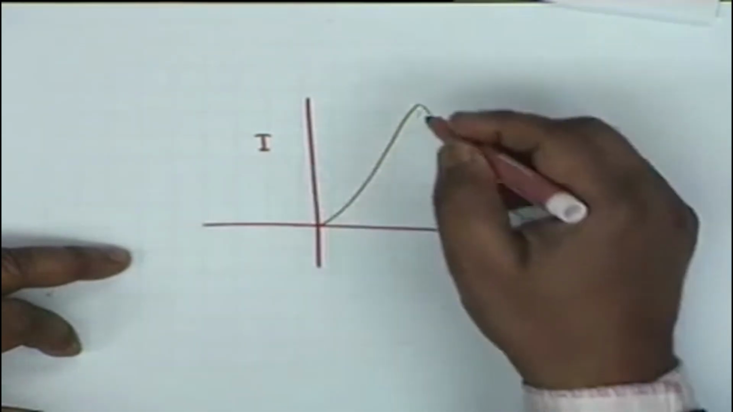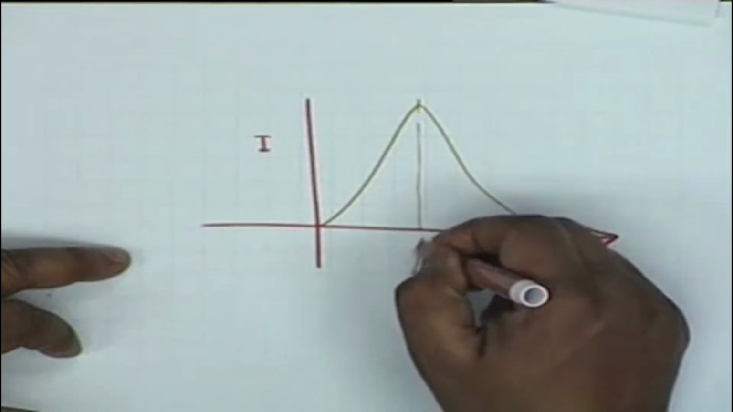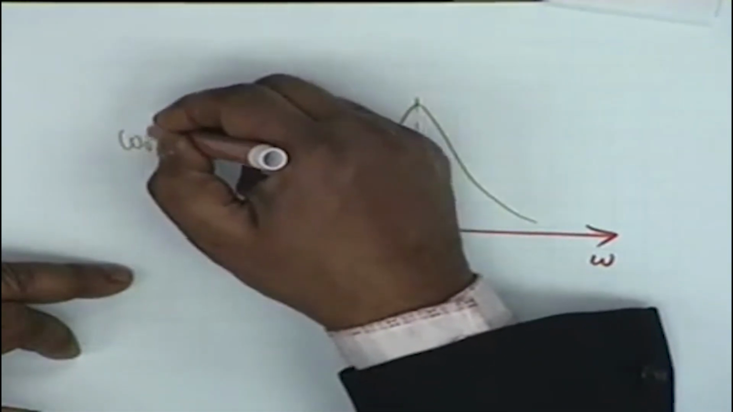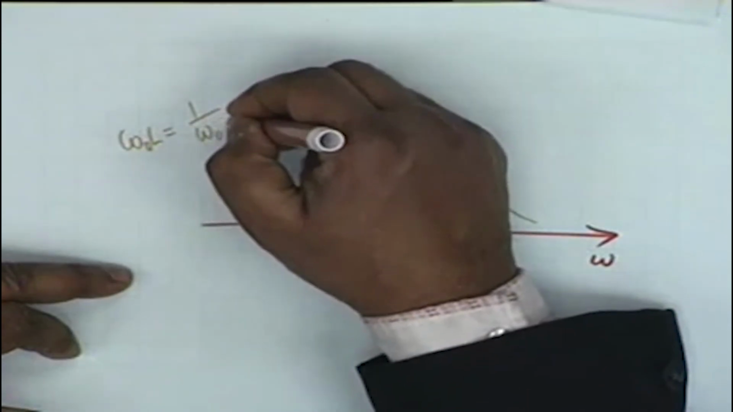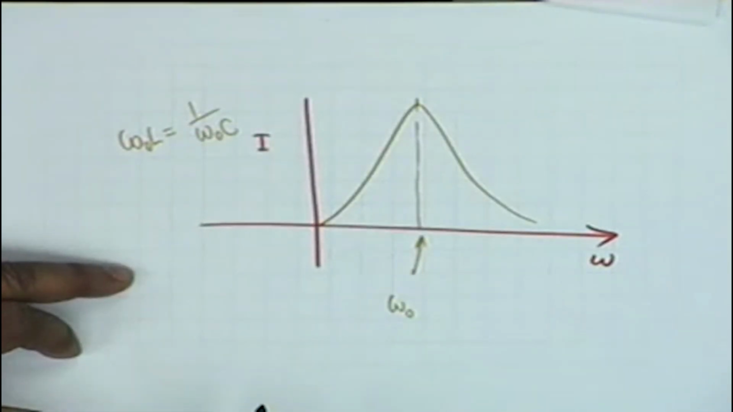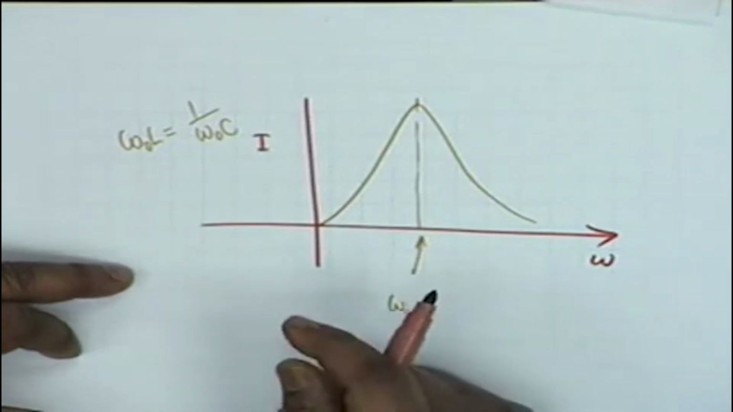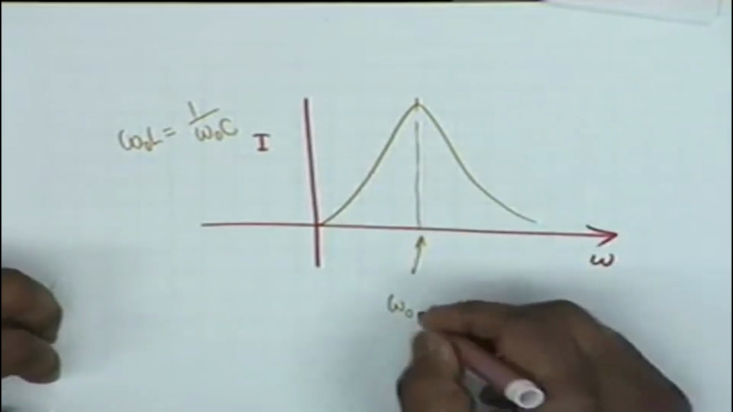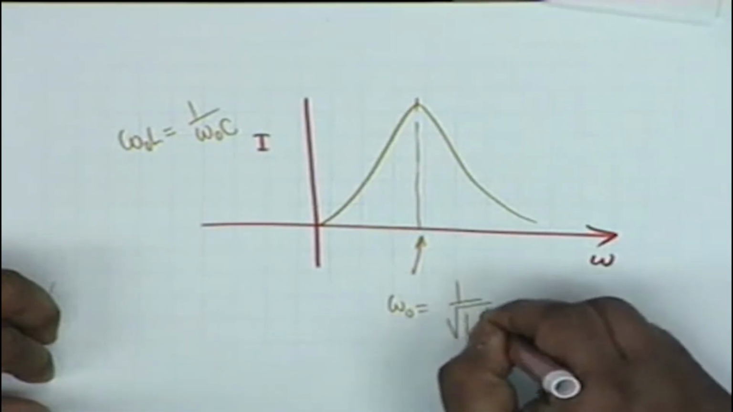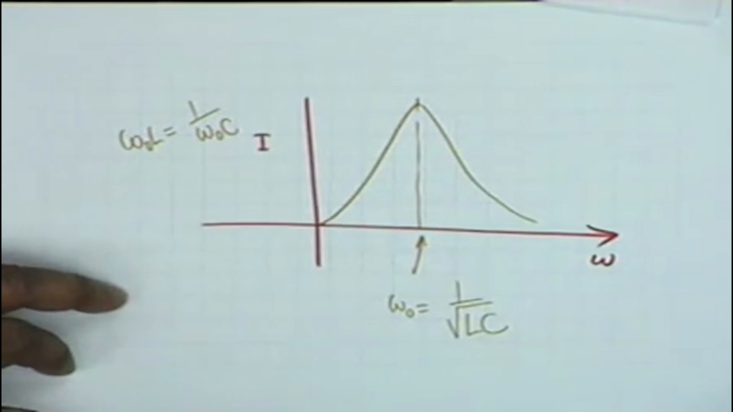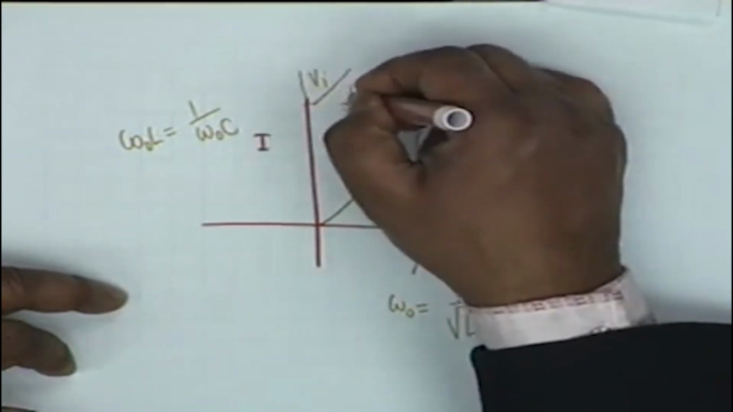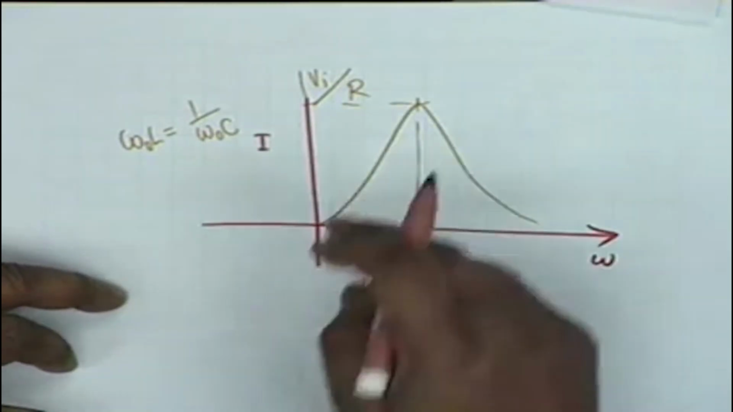The current shows a band pass response, and the frequency at which the current is a maximum is given by omega 0 L equal to 1 by omega 0 C, that is, the impedance of the inductor and the impedance of the capacitor should cancel each other. Therefore omega 0 should be equal to 1 by square root of LC, and the maximum current then shall be given by Vi divided by R. This is the maximum current.